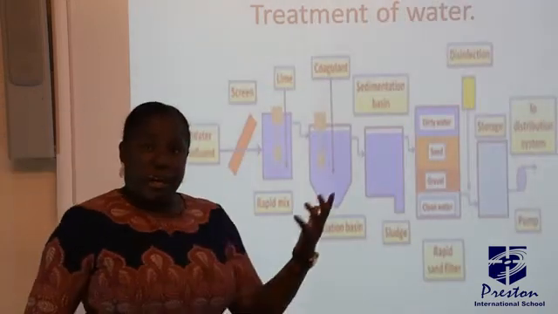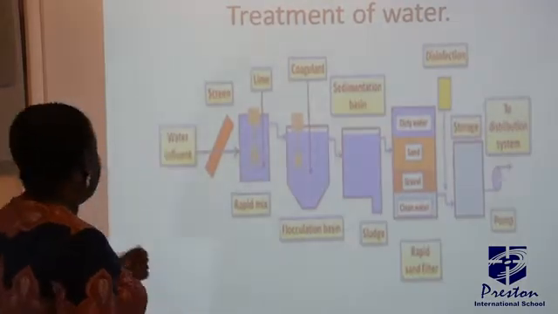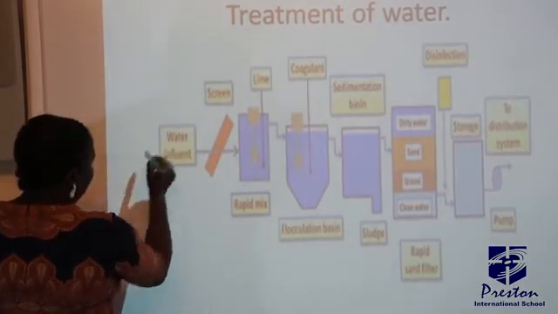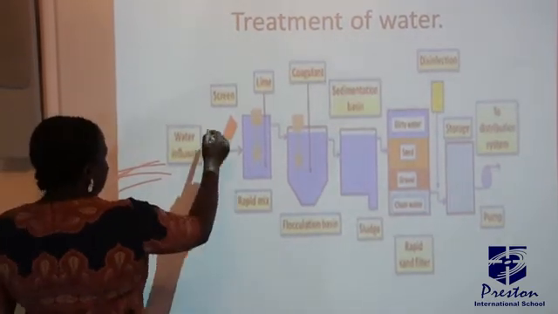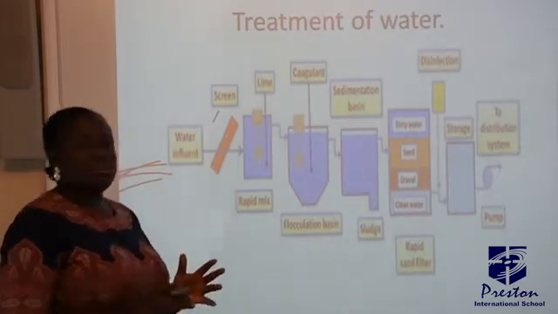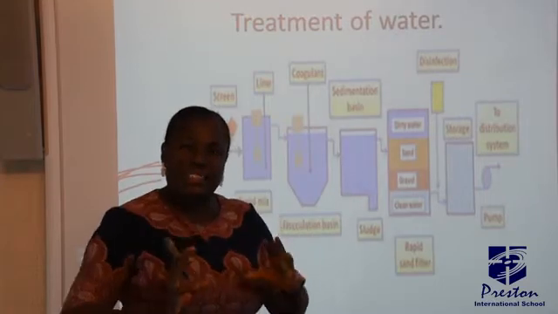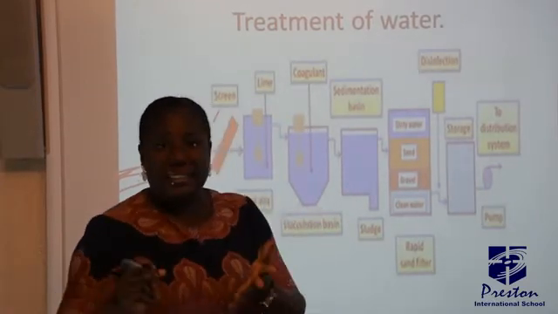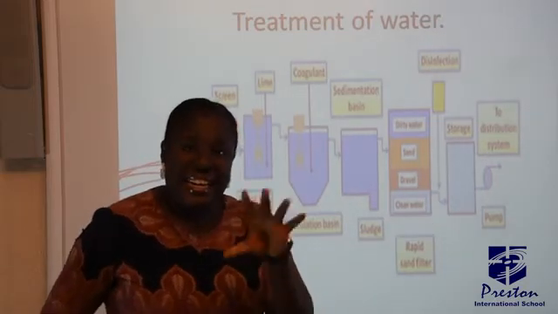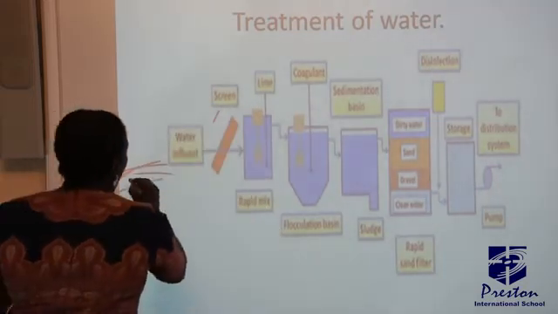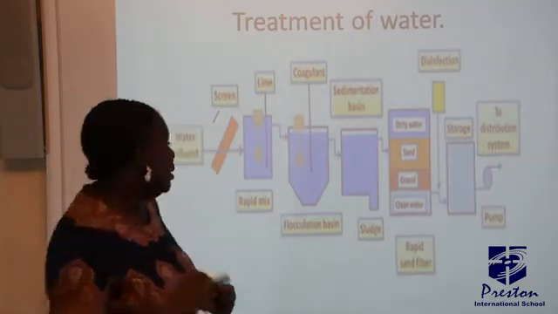And lastly, I'm going to talk briefly on the treatment of water for household use. Now, this is water coming in here from any source. When the water comes in, immediately the screen is going to act like a filter that's going to prevent the solid waste from passing over to the next stage. For example, if we have plastics in a water body, by the time it's coming here, the screen is going to trap the solid materials from going further.